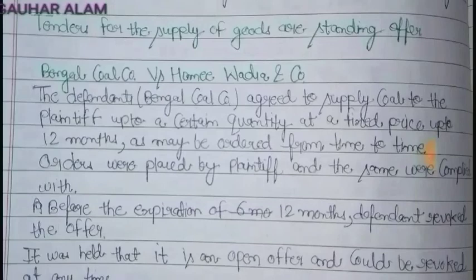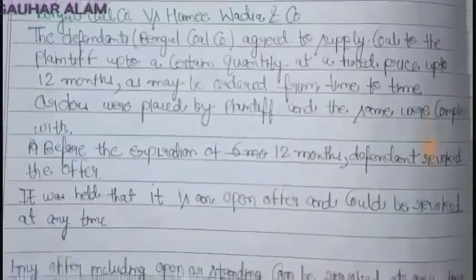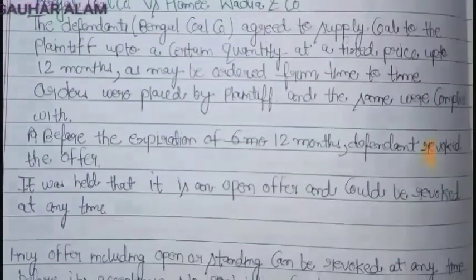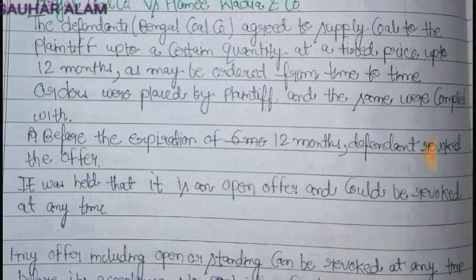Okay, so a standing offer could be understood from the case of Bengal Coal Company versus Homi Baji and Company. The defendant, Bengal Coal Company, agreed to supply coal to the plaintiff up to a certain quantity at a fixed price for 12 months as may be ordered from time to time. Orders were placed by the plaintiff and the same were complied with. Before the expiration of 12 months, the defendant revoked the offer. It was held that it is an open offer and could be revoked at any time.